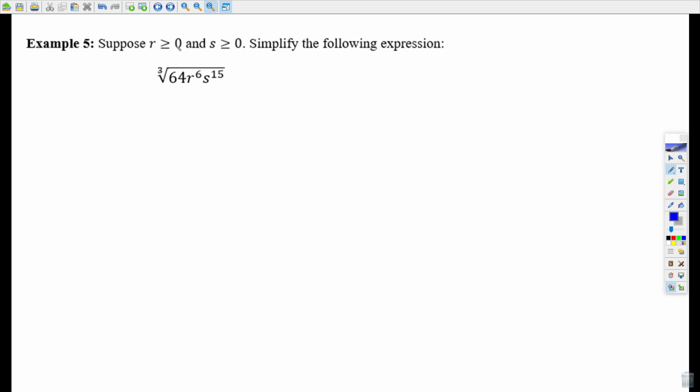Example 5. Suppose r is greater than or equal to 0 and s is greater than or equal to 0. So we're saying these are positive numbers. Simplify the following expressions. So what I'm going to do is separate all of these into 3 separate ones. So we have the cube root of 64 times the cube root of r to the 6th times the cube root of s to the 15th.